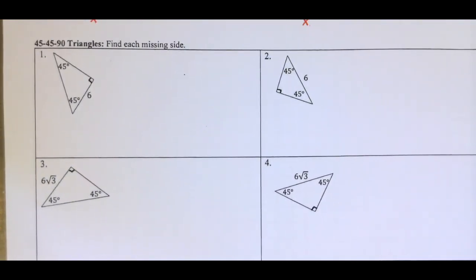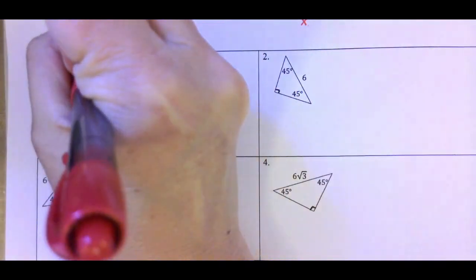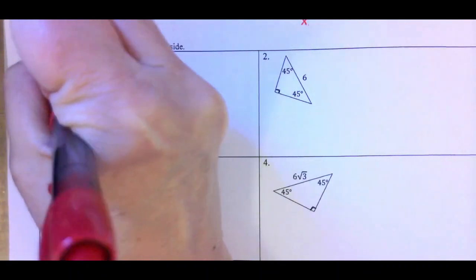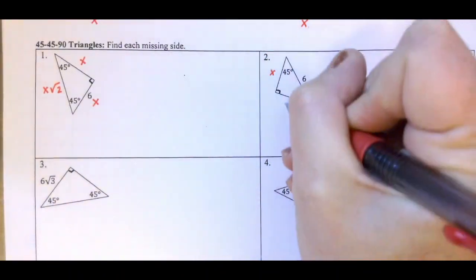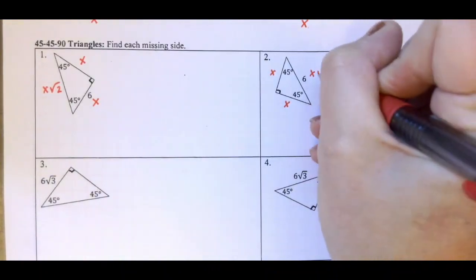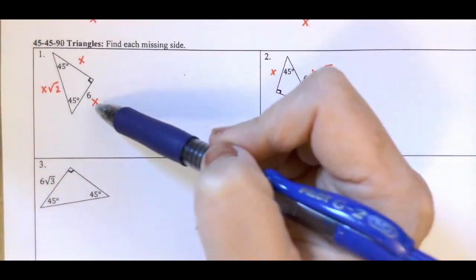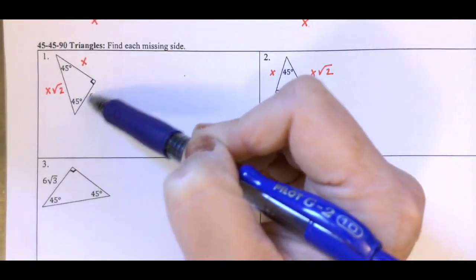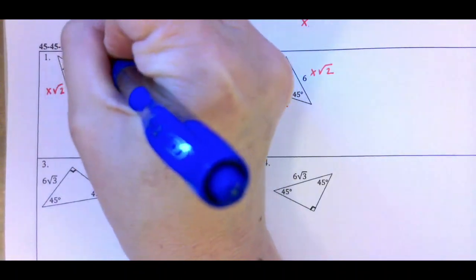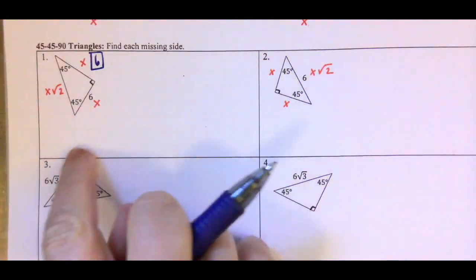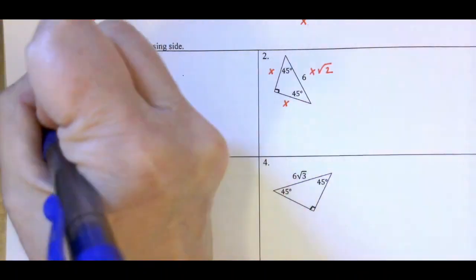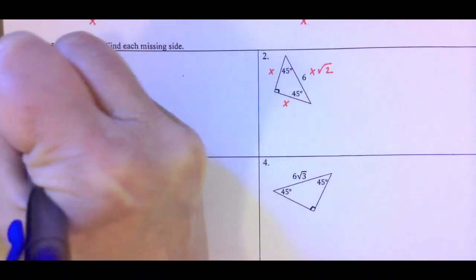All right, so first a whole set of 45, 45, 90s. So again, the two legs are both x, and the hypotenuse is x root 2. I'm just going to label it for both of the triangles. Legs are x. Here's the x root 2 for this row. So then I know that in this triangle, my leg is 6, so my other leg is also 6. And then if I take 6 and I multiply root 2, it's just 6 root 2. Easy peasy.